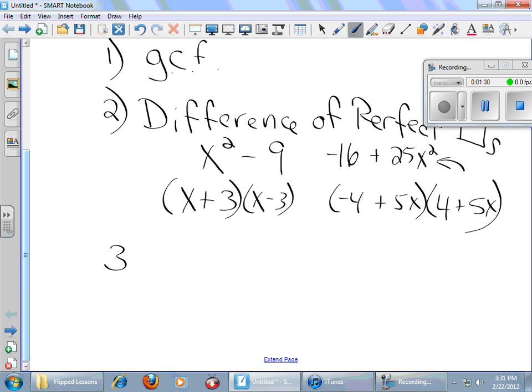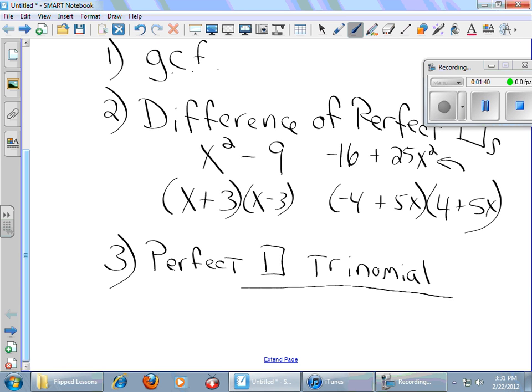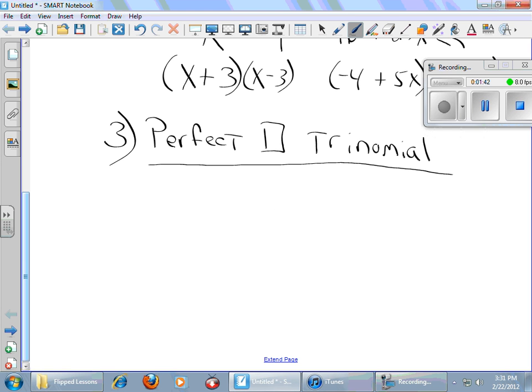And then the third type of factoring is the perfect square trinomial. Okay? Now remember, I'm not here these couple of days. We're not meeting in class because of the field trips, but you should be able to stay up on the material. All right? There's really no excuse for not doing it.